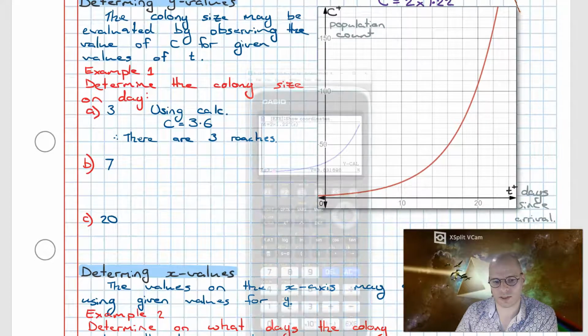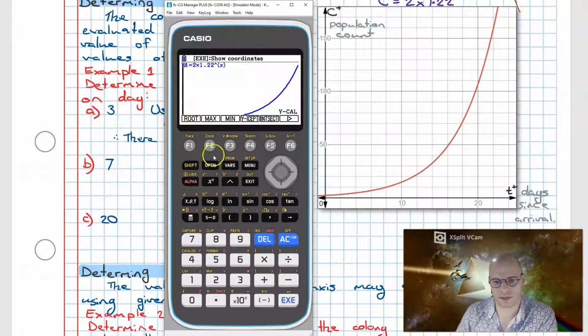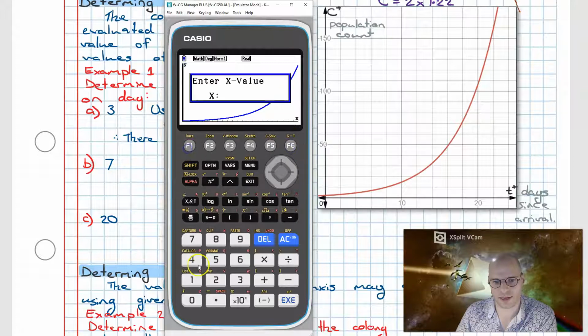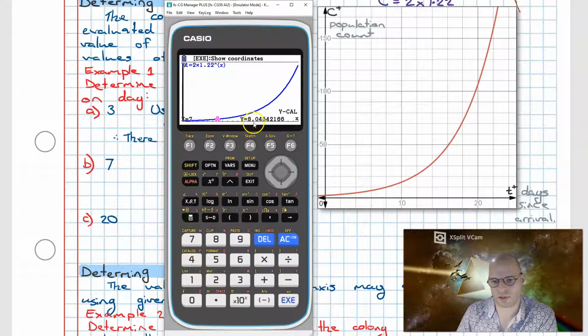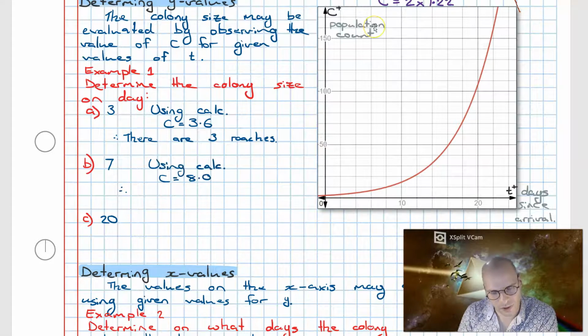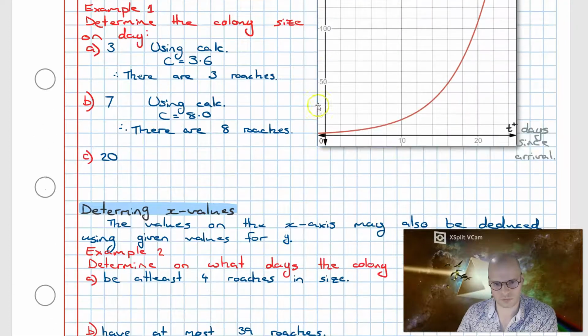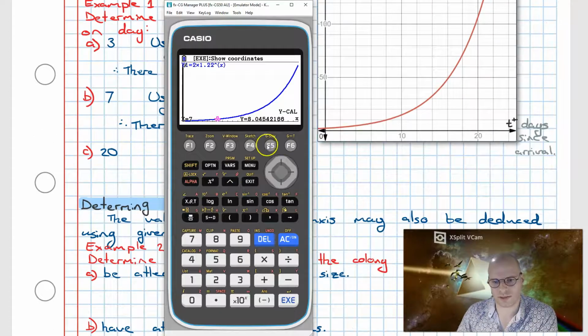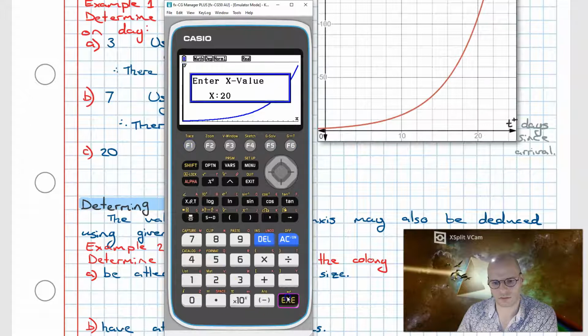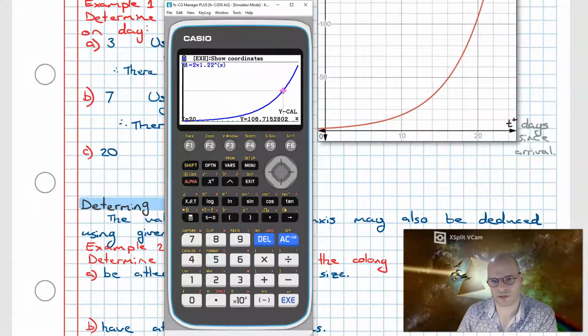Doing the same for 7 and 20, gsolve, across 1, ycal, 7. We can see there are 8.045 or 8.0, therefore there are 8 cockroaches. And then going down, on day 20, we have 106.7.